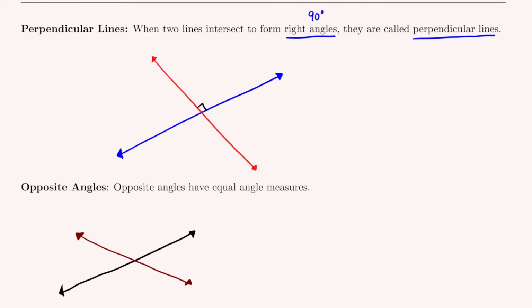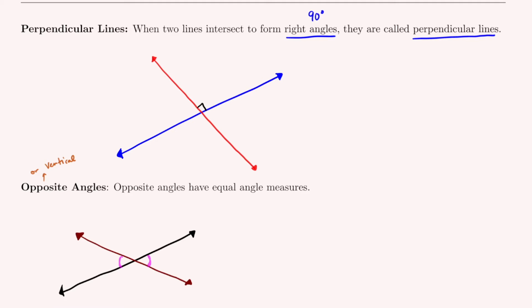But lines could intersect at other angle measures as well. When any two lines intersect, we have the idea of opposite, also known as vertical angles. The meaning of opposite or vertical angles is that angles directly across from each other in an intersection of two lines are equal in value.